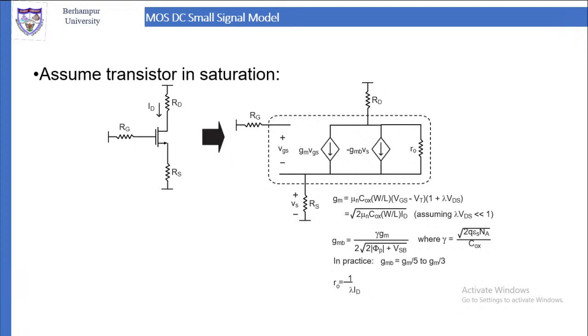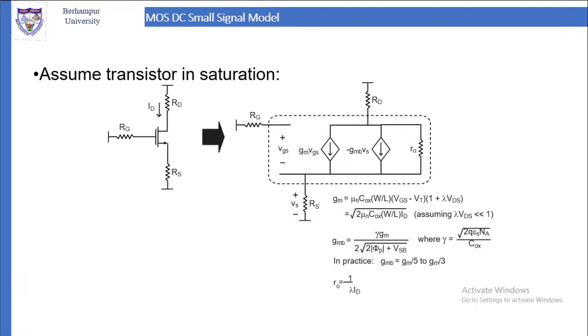Now what are the expressions for these things? Gm is equal to mu0 C0x into W by L into (VGS minus VT) into (1 plus lambda VDS), that you can write as the square root of 2 mu0 C0x W by L into ID.